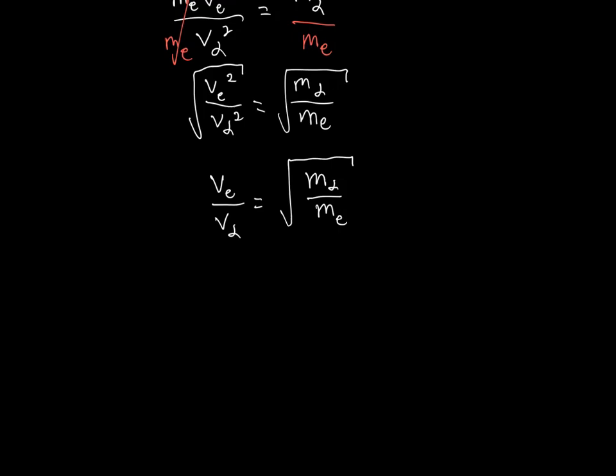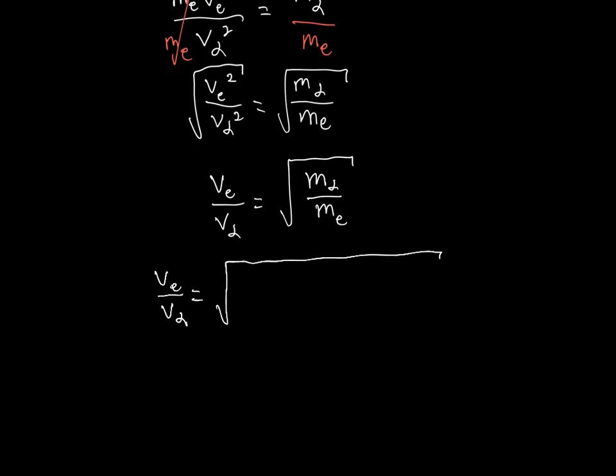Now we plug in our masses. Velocity of the electron over the velocity of the alpha particle is equal to the square root of the mass of the alpha particle over the mass of the electron. So what are those two values? What is the mass of the alpha particle? We need to get that in kilograms.